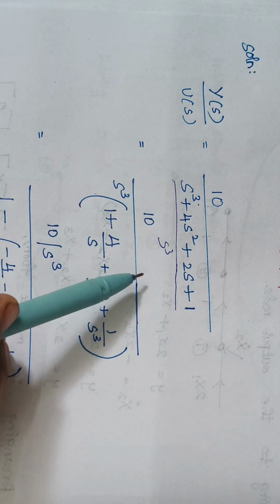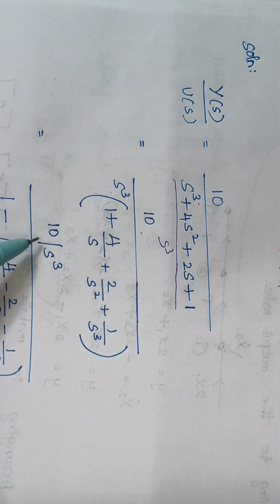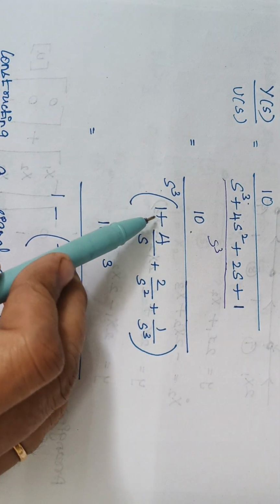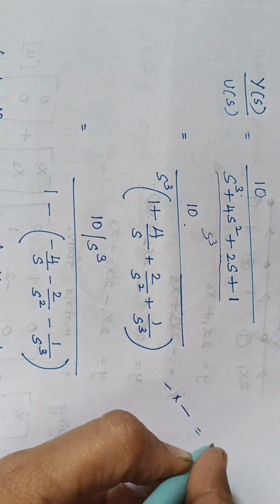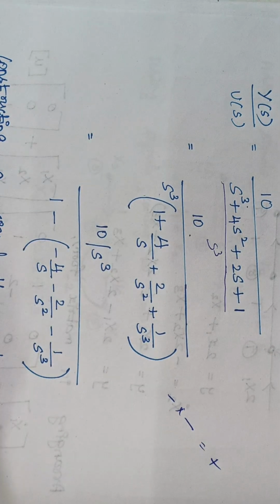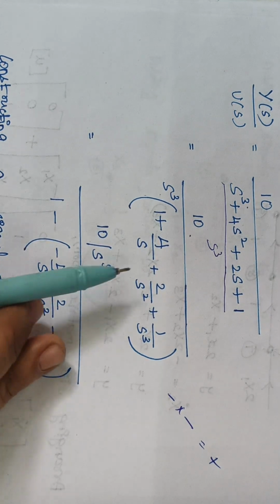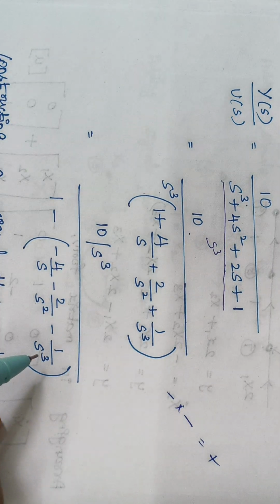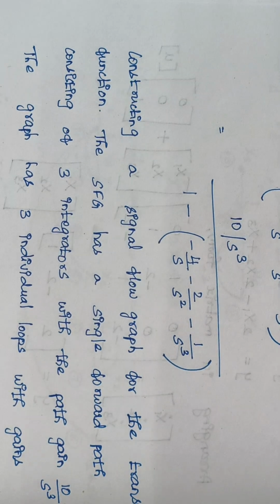Now just rearranging the above expression, I am moving this s cube to the numerator part. So 10 by s cube divided by, here I am splitting this plus into 2 minus, right? Because as we all know, minus into minus gives a plus. So here this plus I am dividing into 2 minus. Therefore 1 minus of, here minus 4 by s, minus 2 by s square, and minus 1 by s cube, right? Now we are going to construct a signal flow graph.